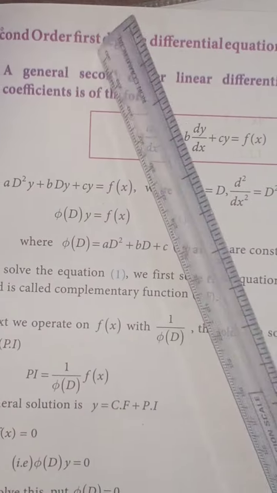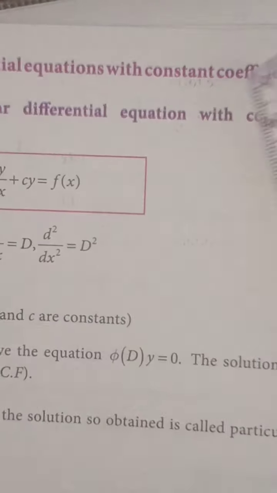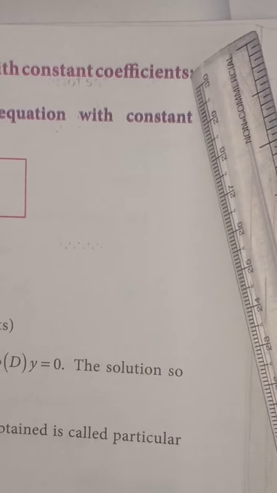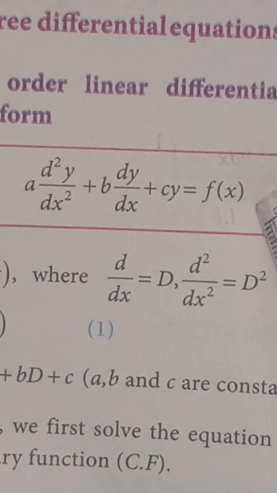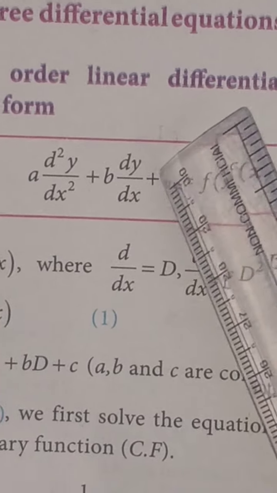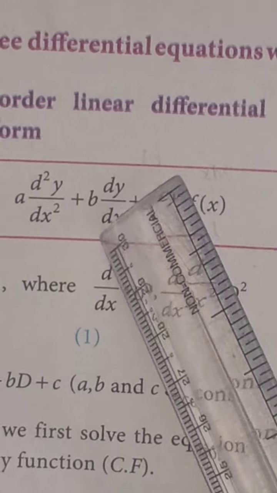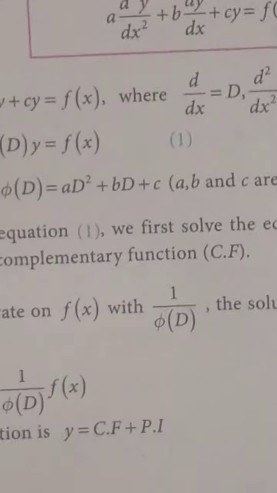Second order, first degree differential equations with constant coefficients. Look at the general form. It's a differential equation. The order of a differential equation you know very well, as already taught. dy by dx is the first order, d squared y by dx squared is the second order. We have to consider the highest one, which is the second order. The whole power is 1. So order 2, degree 1. So it is a second order, first degree differential equation.